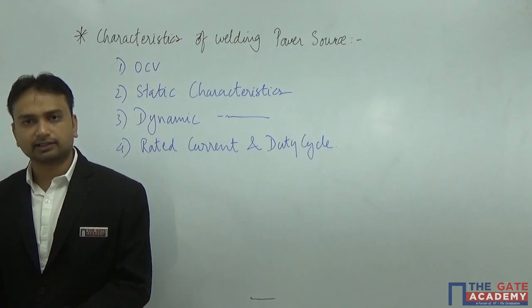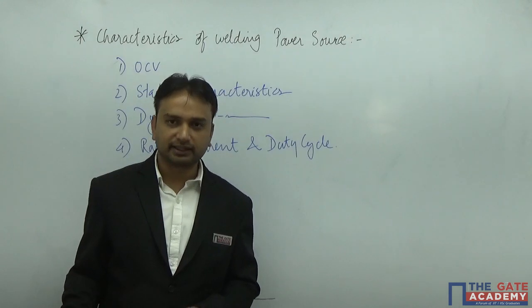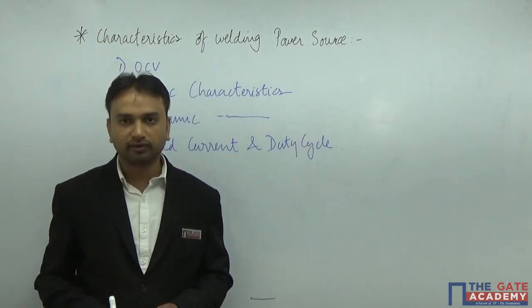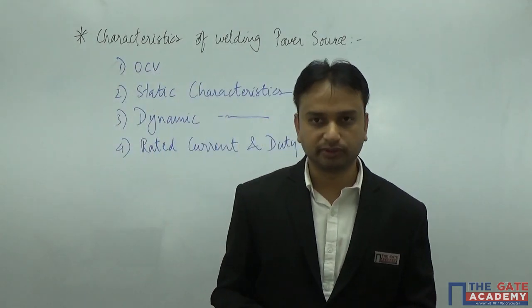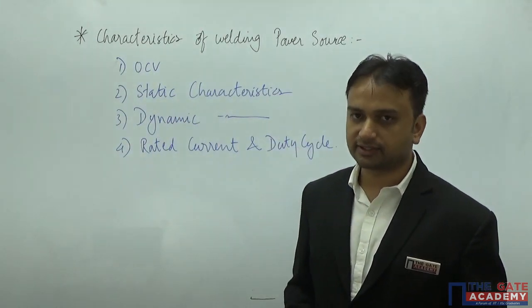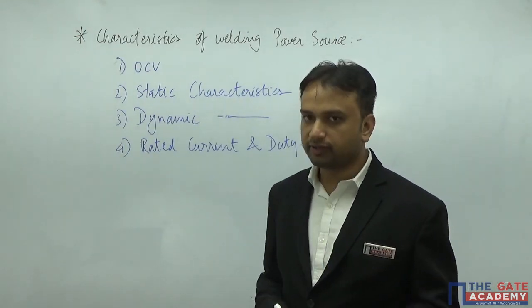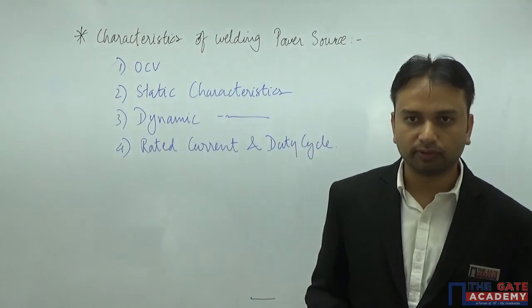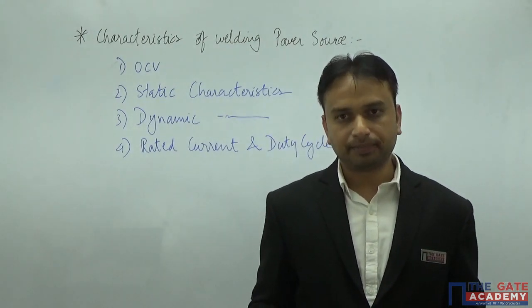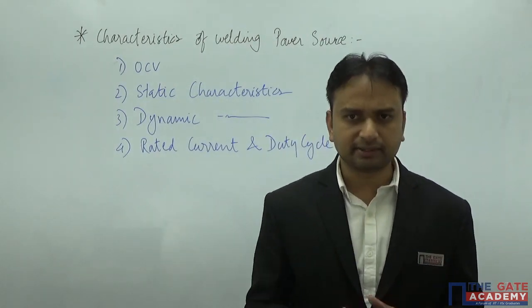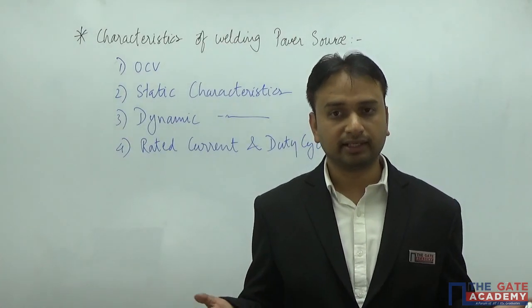And there is a dynamic characteristic. We are not going to talk about dynamic characteristics because it is beyond the scope of our syllabus. But for sure, we are going to talk about the current rating and the duty cycle, right? So apart from the dynamic characteristics, we are going to cover everything listed over here. Let us talk about OCV. As I told you, open circuit voltage is that voltage when there is no load. In the no load condition, in simple words, it is that voltage at which the arc strikes. Let us say like that.